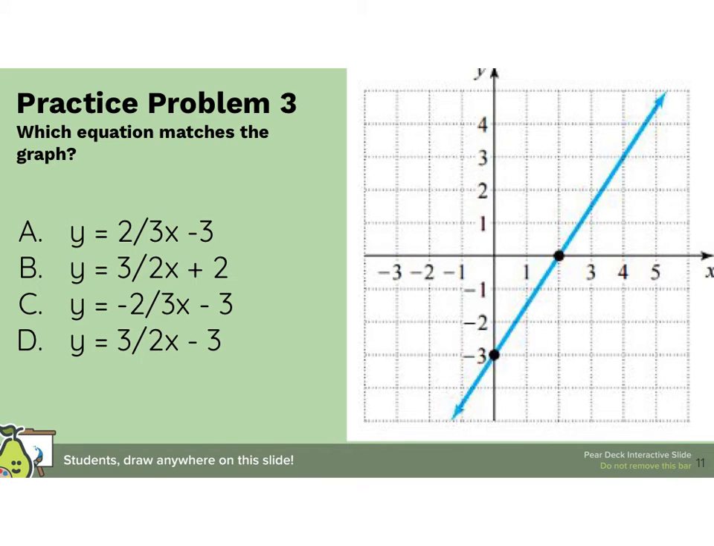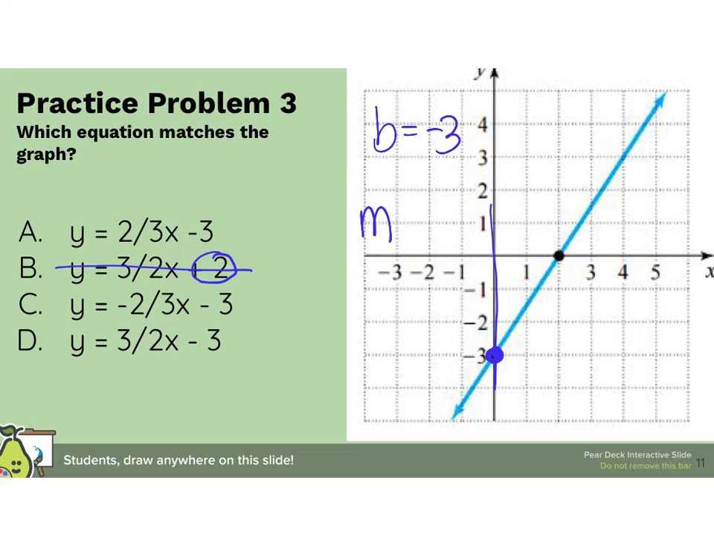Last one, this is a multiple choice like you might see on an exit ticket. So which equation matches the graph? Do the same thing. Find the y-intercept. On this graph, the y-intercept is here at negative 3. Cross off the answer choices that have the wrong y-intercept. So it's negative 3, so it might be choice A, but it can't be choice 2 because that said it was a positive 2. The rest of them all have negative 3, so I can't cross anything else out.